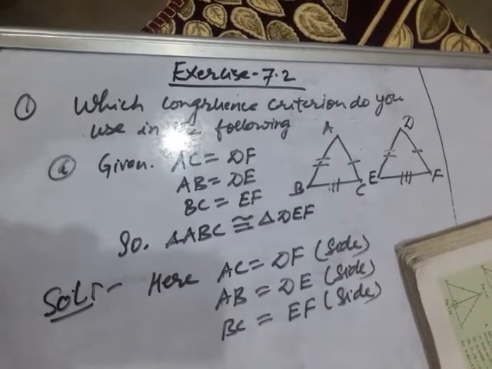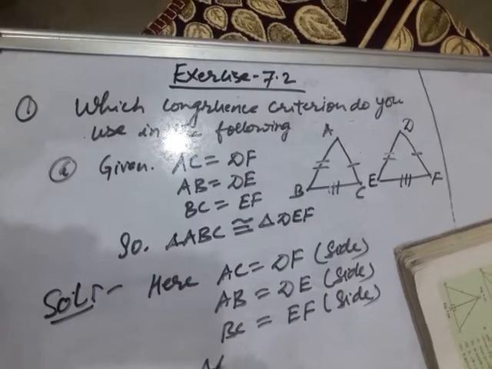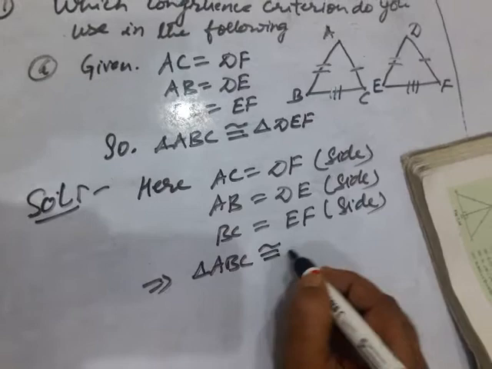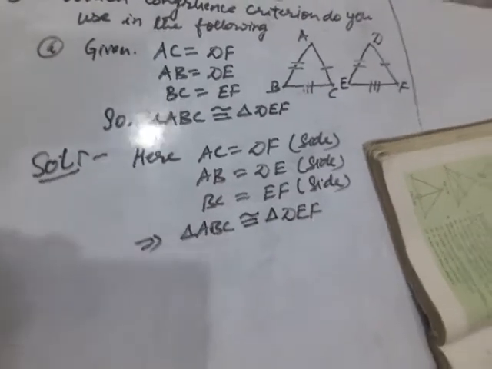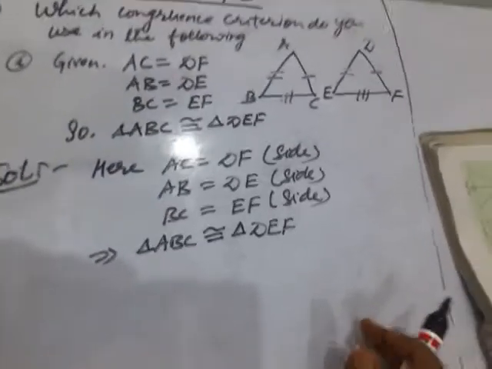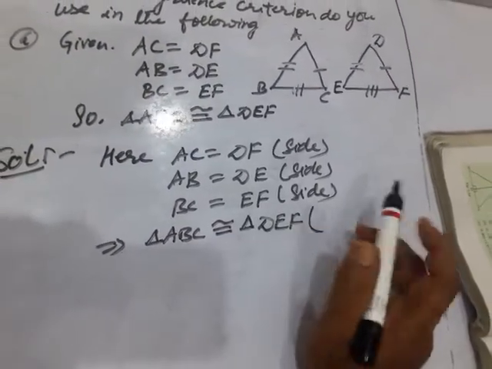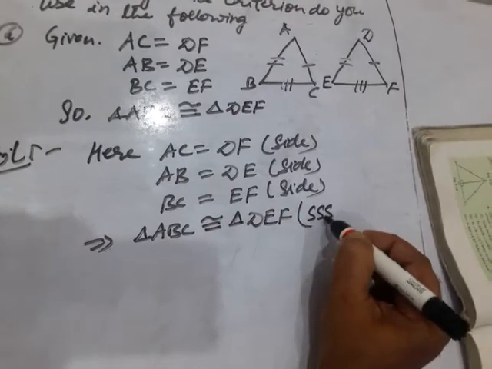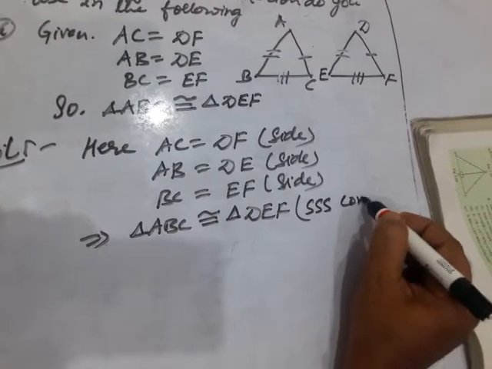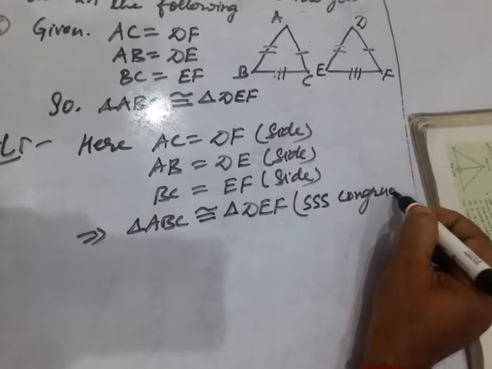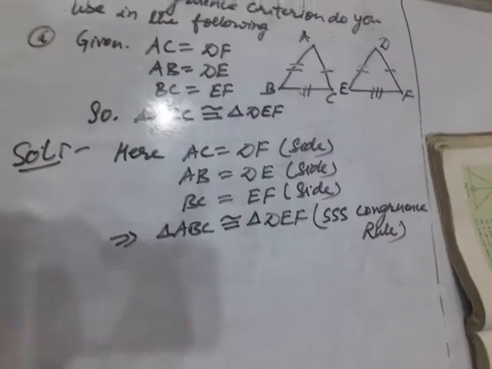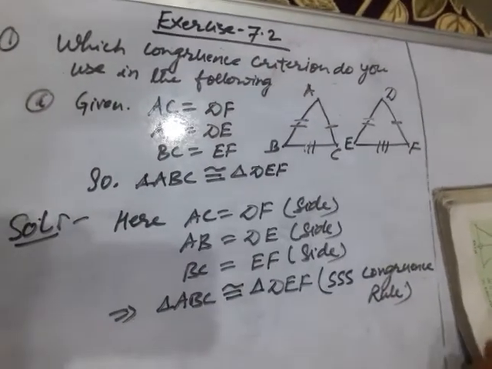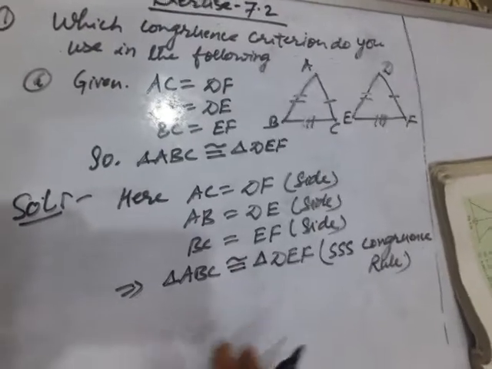What does it mean? This implies that triangle ABC is congruent to triangle DEF. Triangle ABC is congruent to triangle DEF. That is the triple S congruence rule. Okay, children. So this is how we have to follow the questions. Clear? So the first part is over.